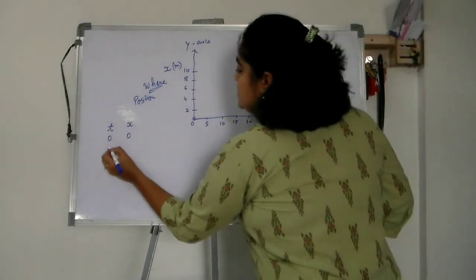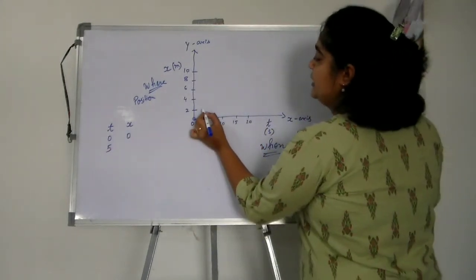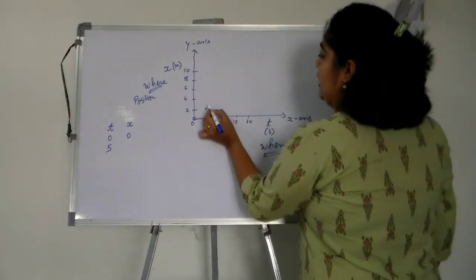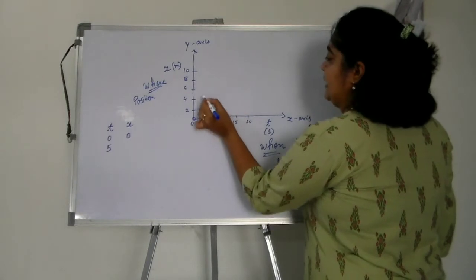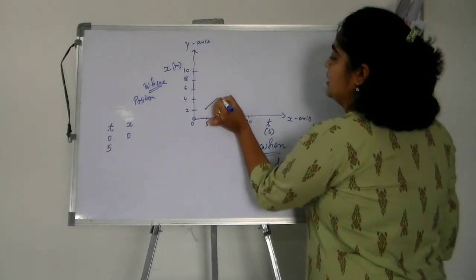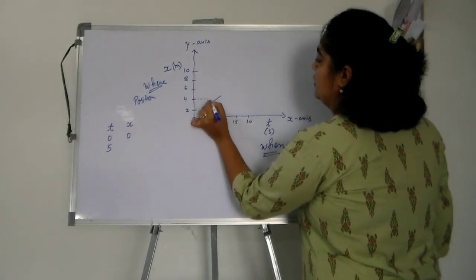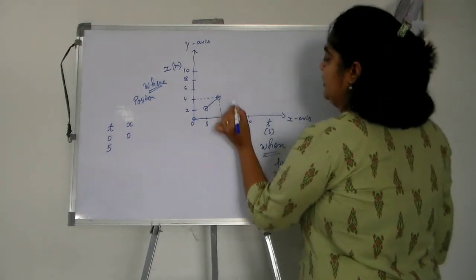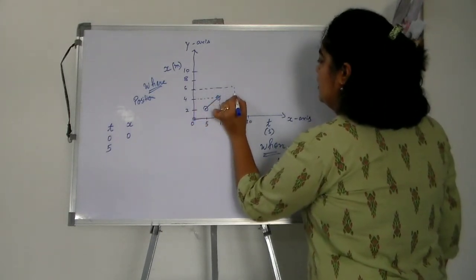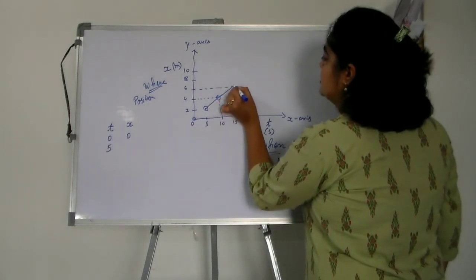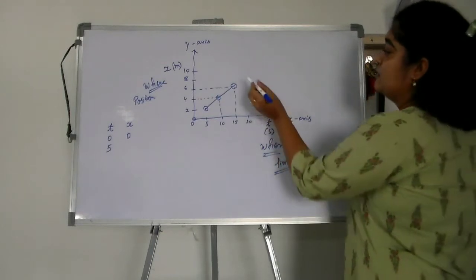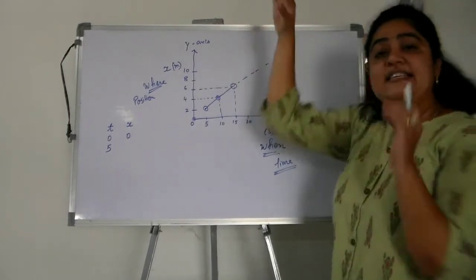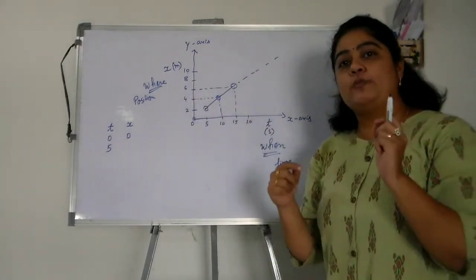Now when time becomes 5 seconds, the position is now 2 meter. So my object is here. Now when the time becomes 10, this moves ahead and is at say 4 meter. First it was at 2 meter, then 4 meter, then again at 6 meter, and so on and so forth it will go ahead. So this is the trajectory. Trajectory means it is the path on which my object will travel.